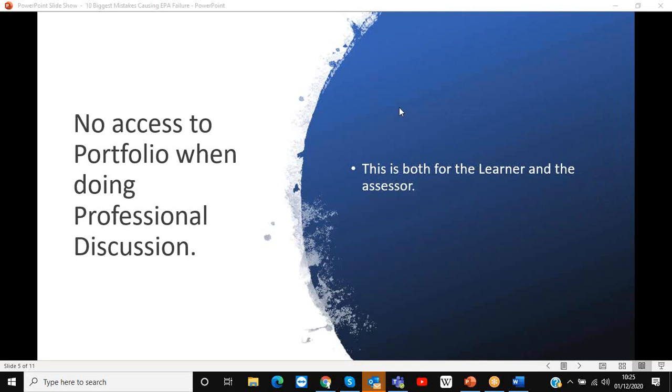Is the access to portfolio coming up, or can learners do so now? So during PD, Alexandra, at the current moment in time, in particular for the team leader qualification, the learner can only have access to their CPD log. They can't actually have access to their whole entire portfolio.